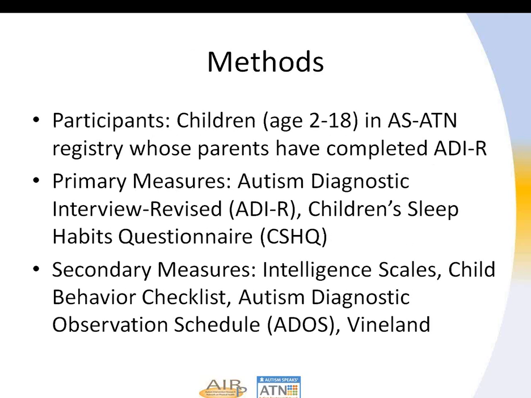Participants will include children aged 2 to 18 in the registry whose parents have completed the Autism Diagnostic Interview. Primary measures will include the ADIR and the Children's Sleep Habits Questionnaire. We also will use secondary measures, including intelligence scales, the Child Behavior Checklist, the ADOS, and the Vineland, to characterize the sample and to control for known factors associated with sleep disturbance.